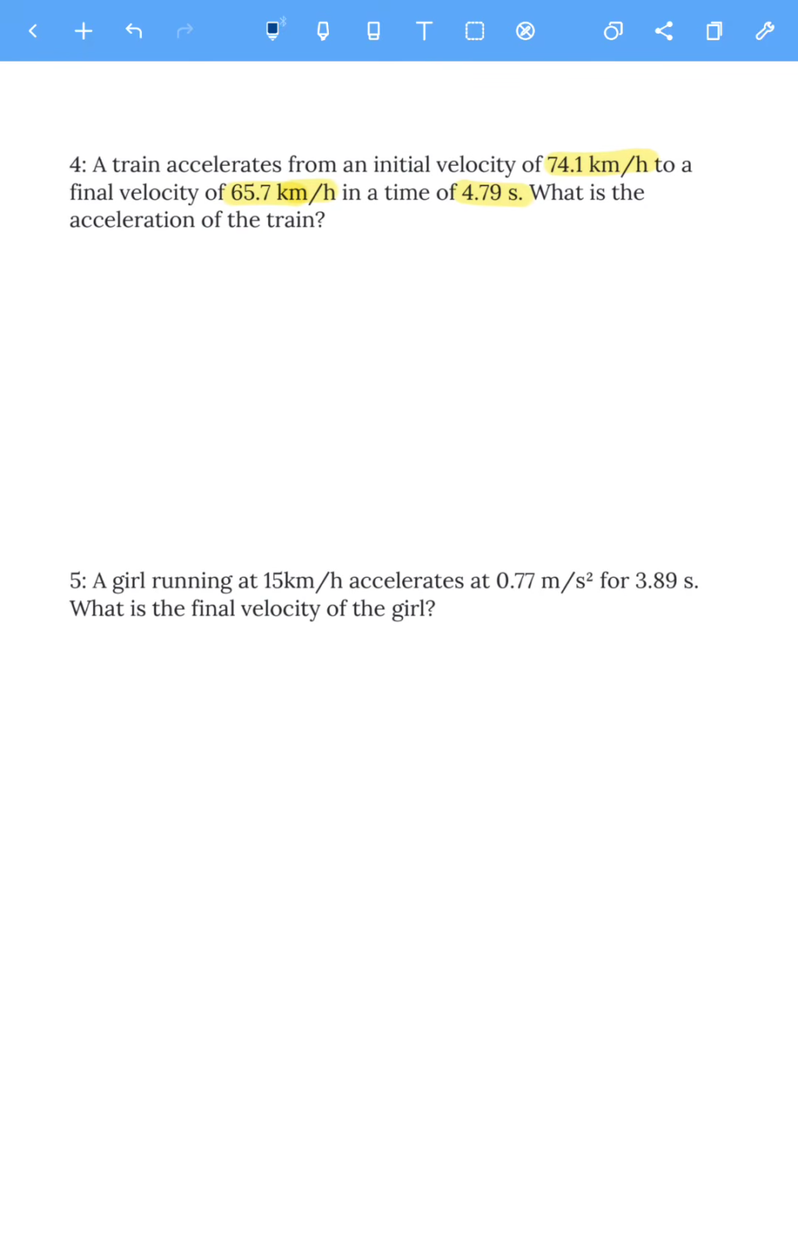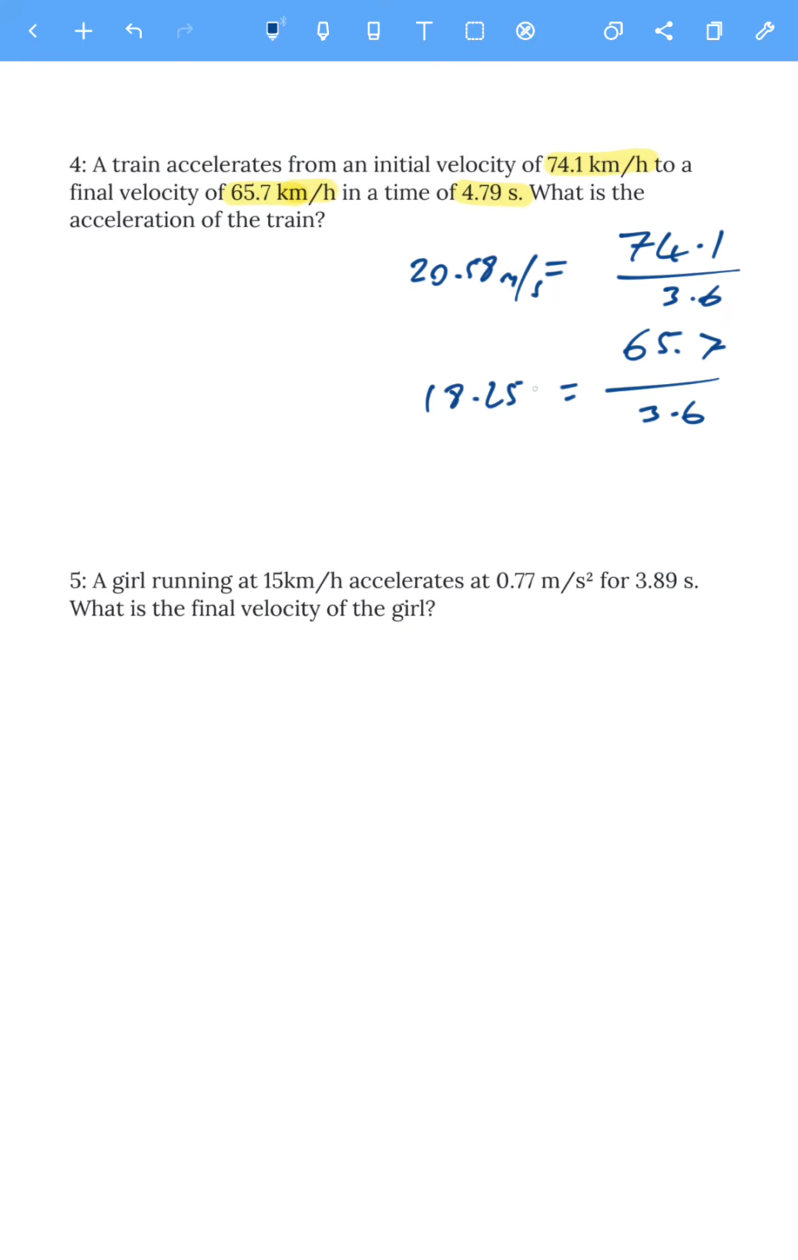Right, so let's convert these. So 74.1, just divide it by 3.6. And then the 65.7, just divide that by 3.6. And they will give us, so the first one's 20.58 meters per second. And the second one is 18.25 meters per second.